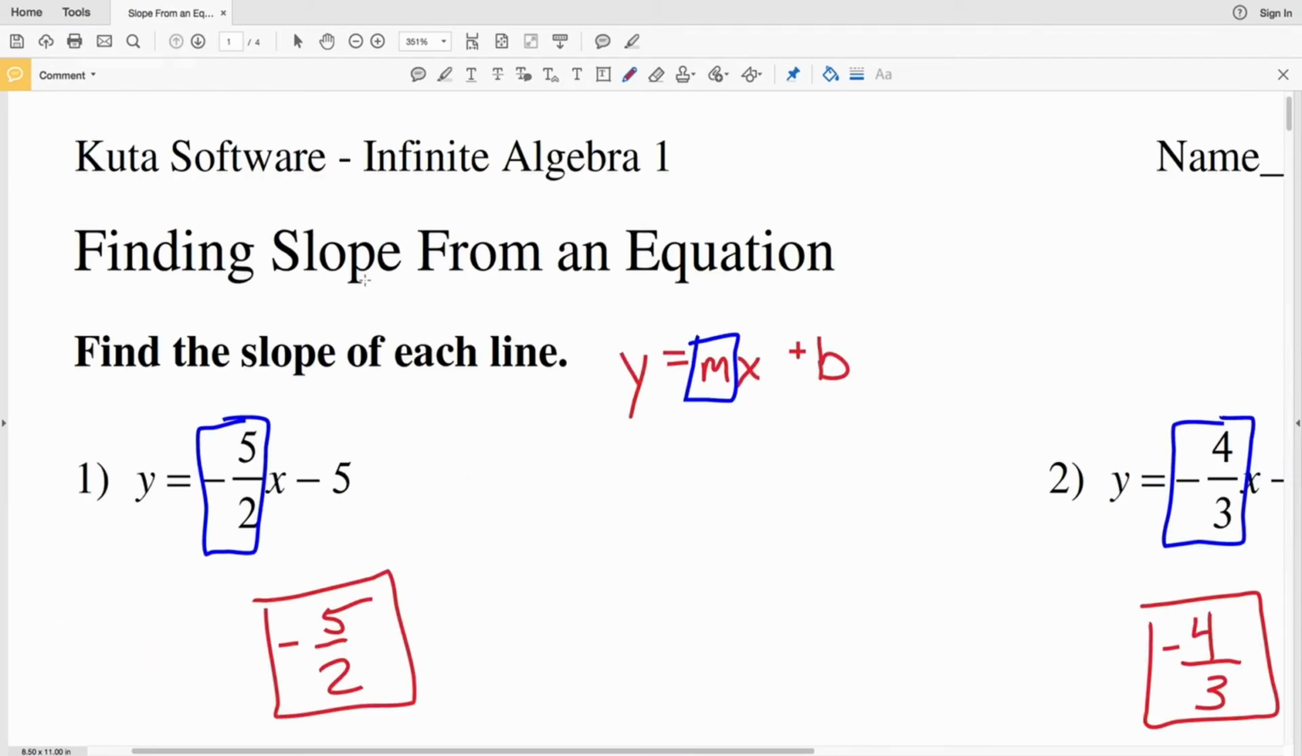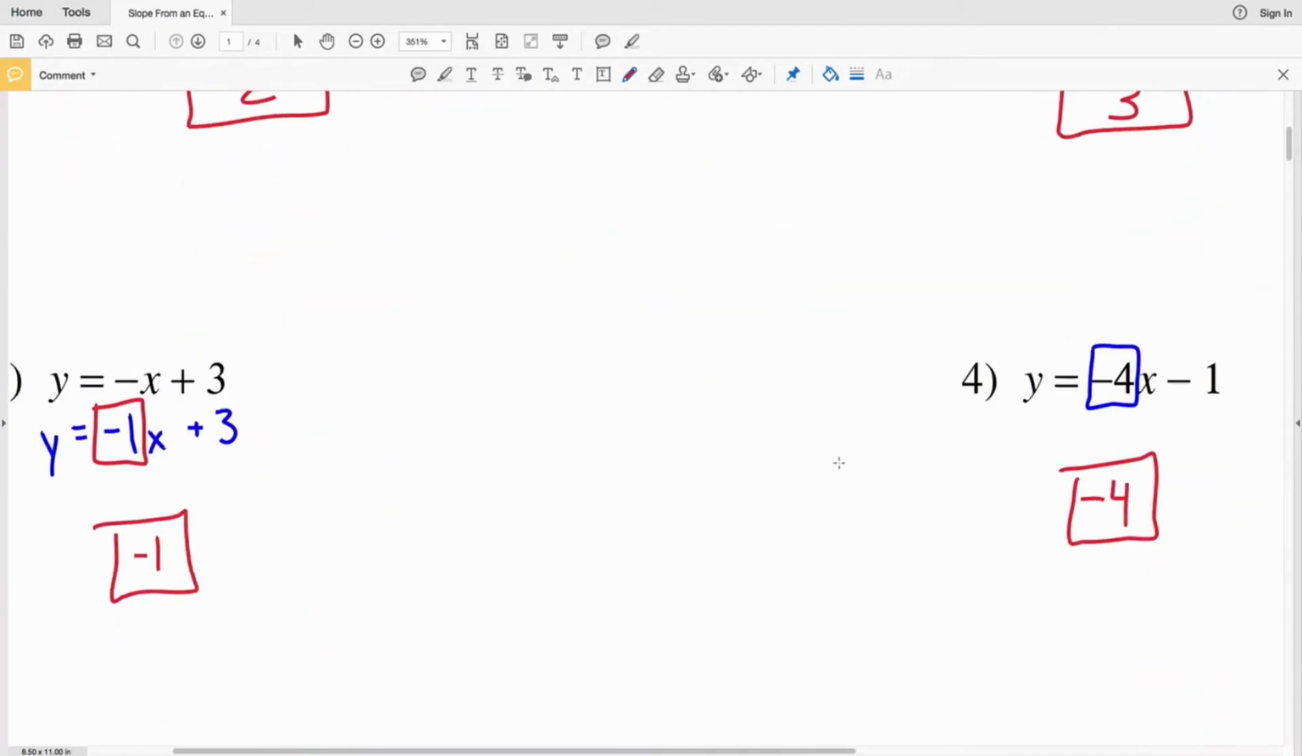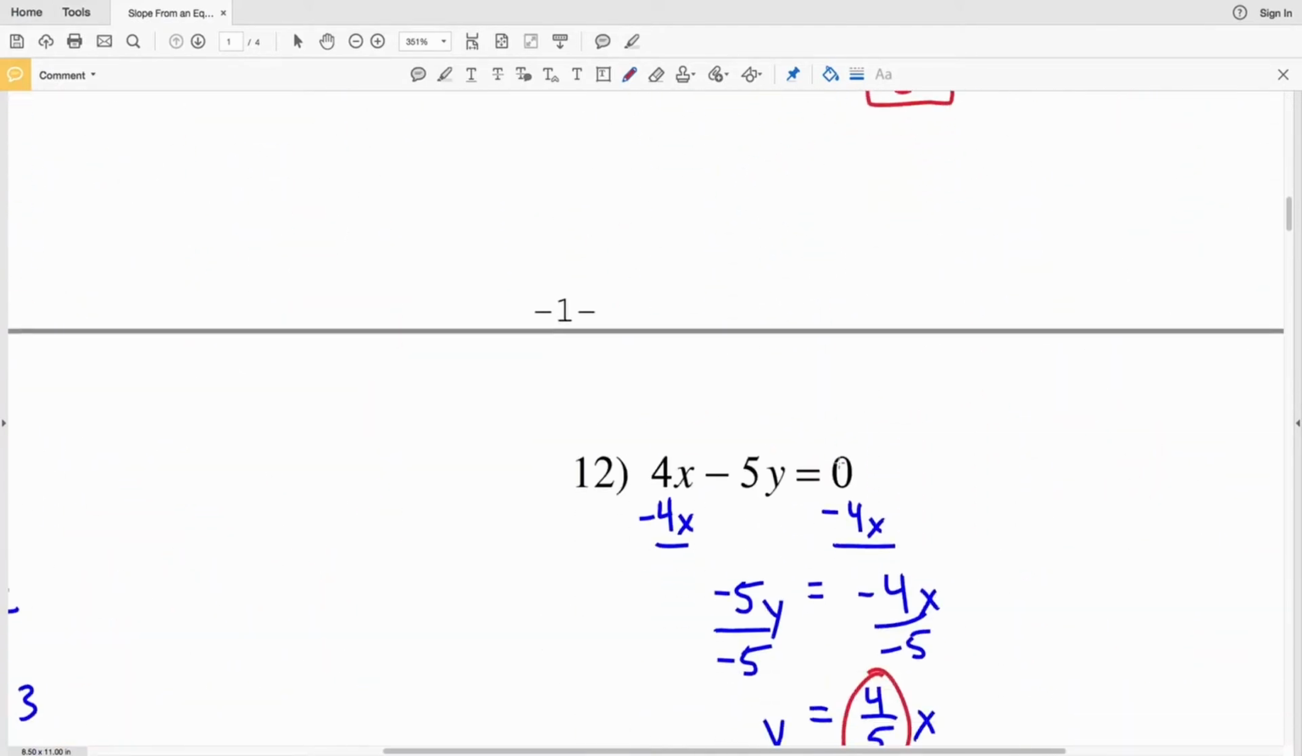In this video, we're going to finish up finding slope from an equation worksheet on Kuta Software website, and I'll leave a link in the description below. Our directions are to find the slope of each line, and we know that our slope is that m, so the coefficient of x, when we have it in the form of y equals mx plus b. So let's continue where we left off with number 16.